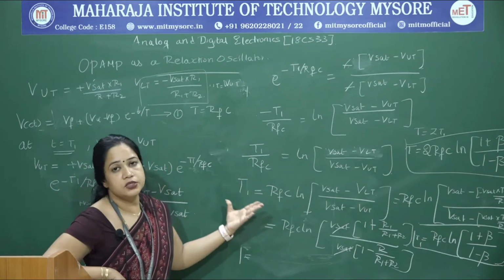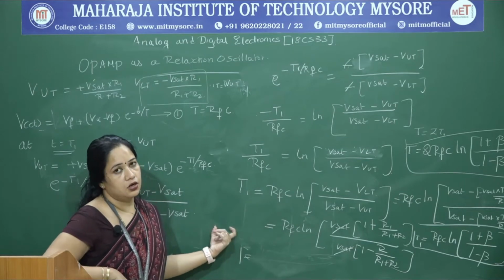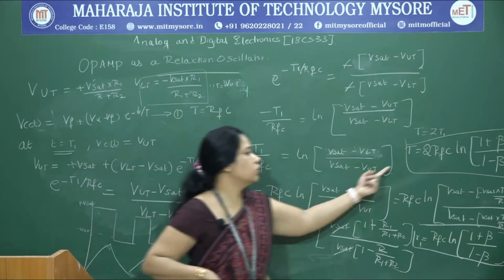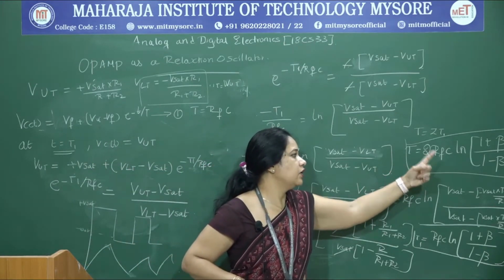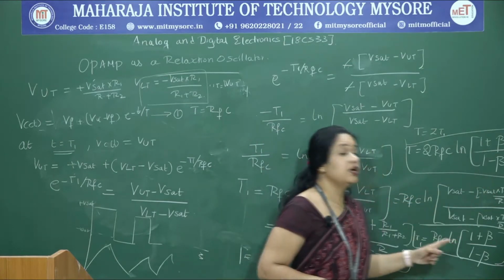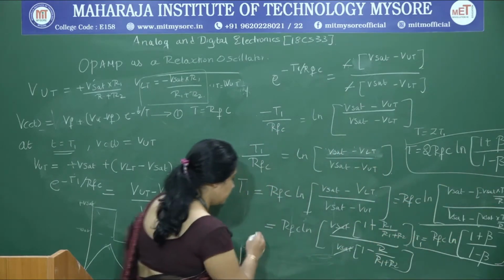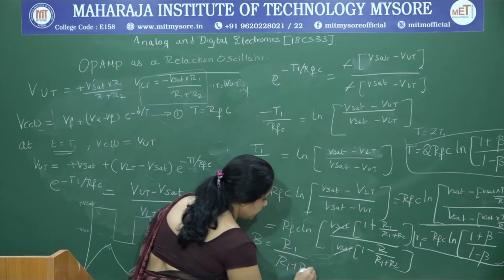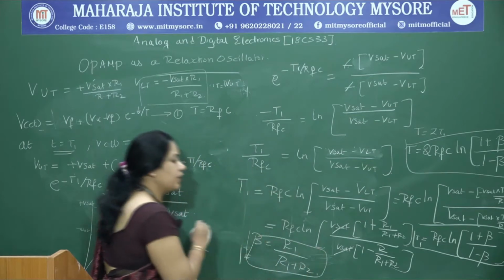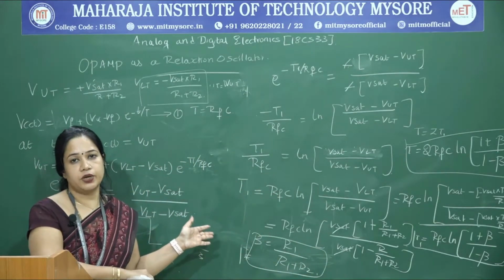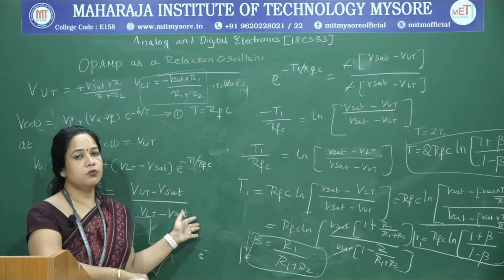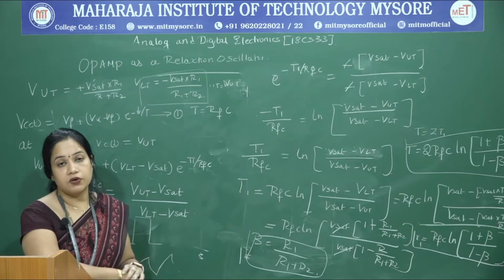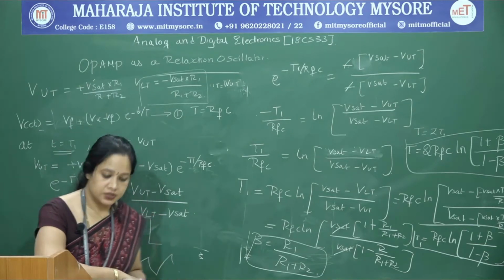Because the time period is 2 times, the positive and negative durations are identical to T1. The total time period is 2RfC logarithmic of 1 plus beta by 1 minus beta, where beta is the feedback factor which depends on the resistances used in the feedback, R1 by R1 plus R2. We will quickly look into the design equations, and take up a problem on the design of a relaxation oscillator before we give an introduction to the next topic to be discussed.